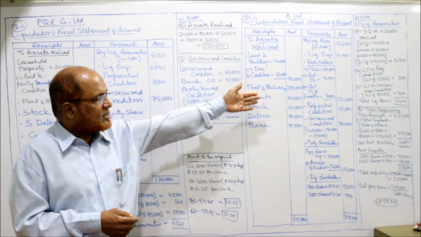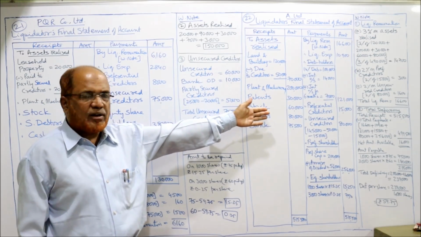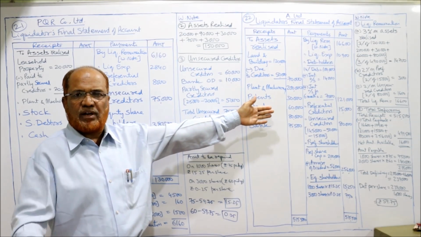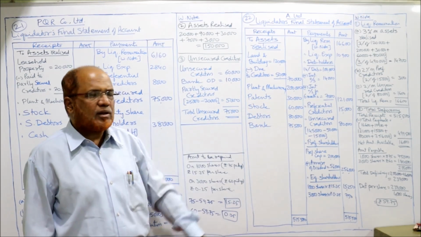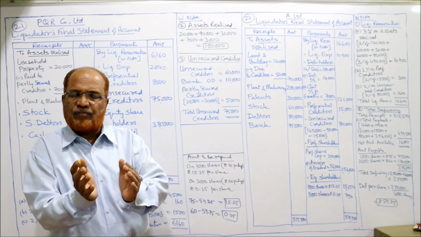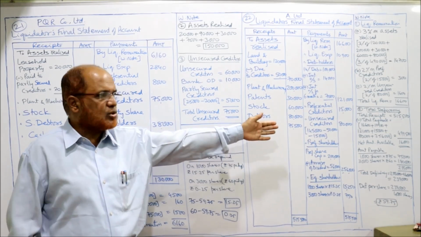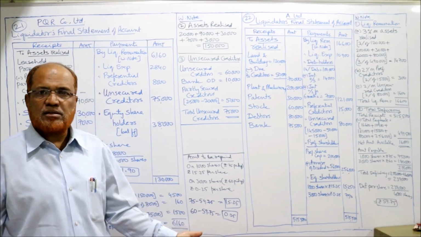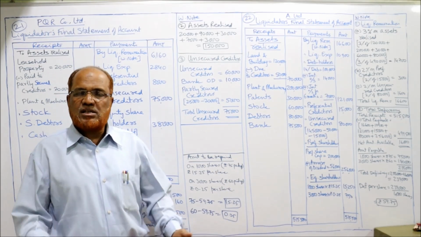Then debenture holders, a new point. Preferential creditors, no doubt about it, specifically given in the problem. Then unsecured creditors: out of 1,45,000, we took out 50 and 15, so 80,000 rupees were paid. That's it. Preference shareholders, it is given for 2 years.